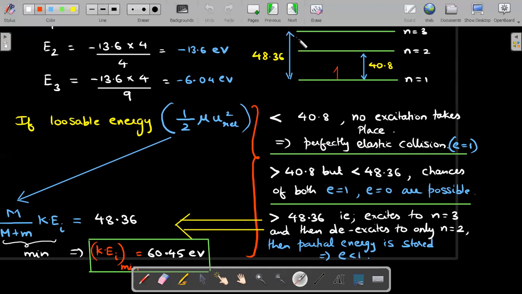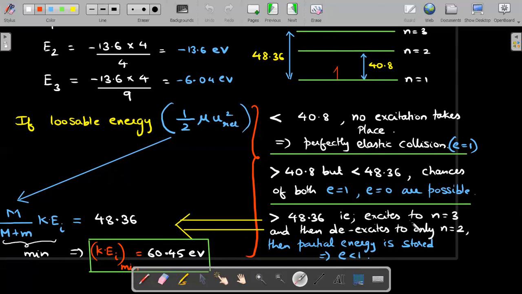Instead of getting completely de-excited, it actually de-excites to n equal to 2, let's suppose. That's the end scenario. In that scenario, you can claim that whatever was supplied, it neither regained back, nor lost it completely. It's partially absorbed. You supplied 48.36, but it retained only this much amount and gave back this difference of 48.36 and 40.8. I hope you are able to understand.